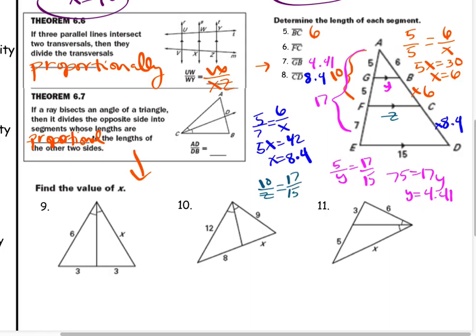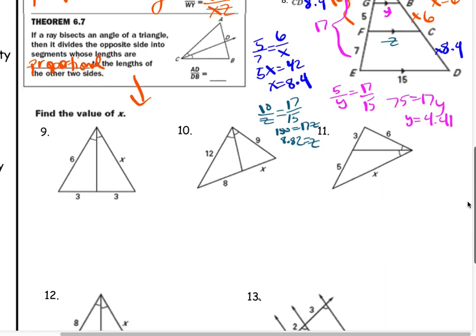Side to bottom again. 10 times 15, 150. 17z, 150 divided by 17 is 8.82 for z, for the other piece that we were missing. And now we found all of those.